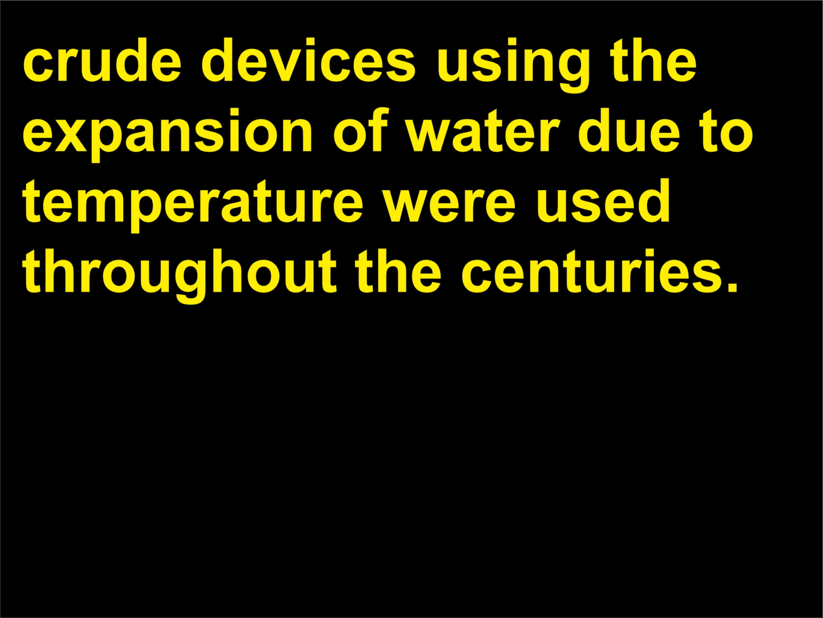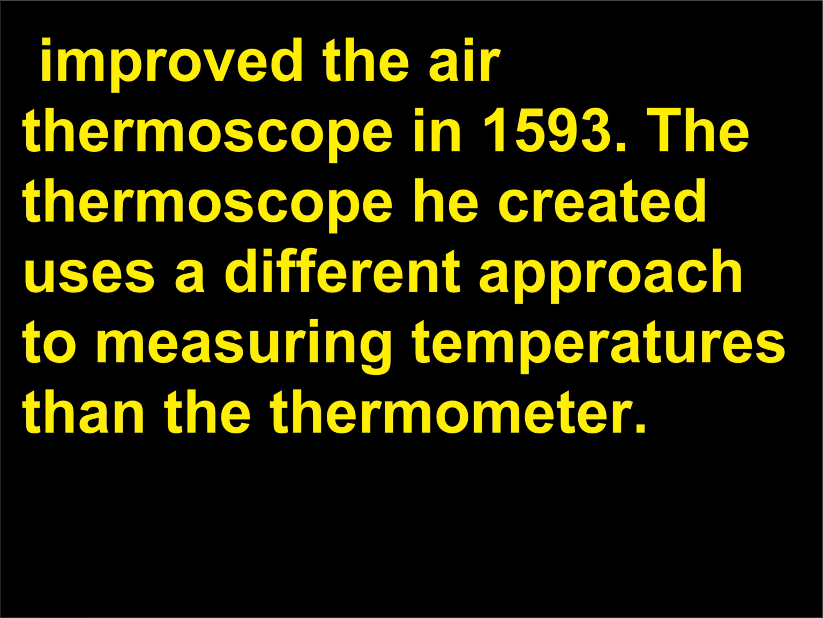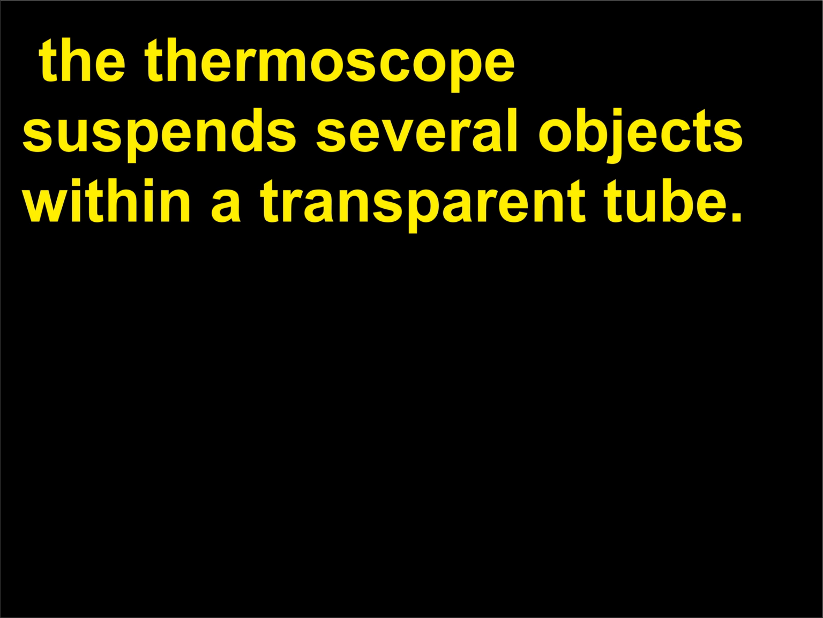crude devices using the expansion of water due to temperature were used throughout the centuries. The prolific Renaissance inventor and artist Galileo Galilei, 1564 to 1642, improved the air thermoscope in 1593. The thermoscope he created uses a different approach to measuring temperatures than the thermometer. Instead of containing a fluid, such as mercury, that is sensitive to changes in heat and cold, the thermoscope suspends several objects within a transparent tube.